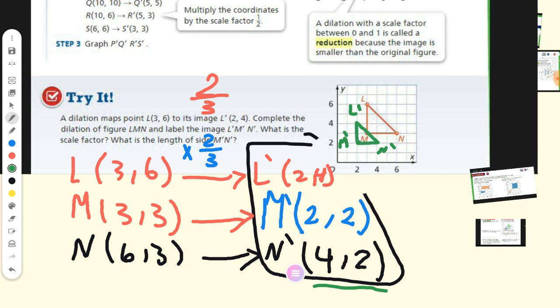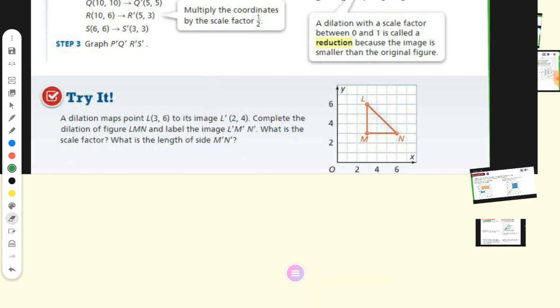This is the new shape after we make the dilation. This is the meaning of dilation. So, just multiply the points by a factor, which is called the scale factor. Okay? Let's continue and have another example.